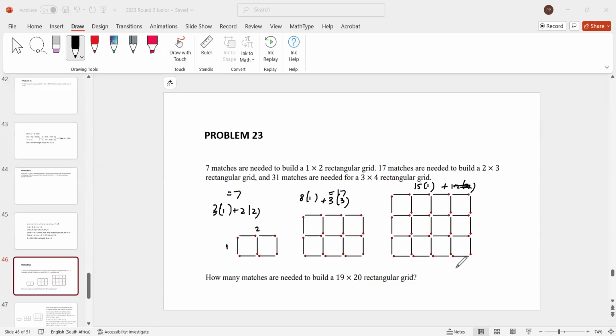All right, now you've got a 19 by 20 rectangular grid. So how many matches are needed for that? I don't think I have got space for this, but you've got a very large grid here. It's 19 by 20.